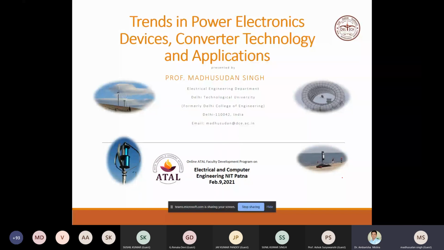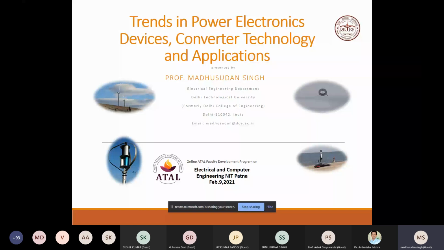Yes. The topic for today's discussion is trends in power electronic devices, converter technology and applications. As I said, I have made it very general, starting with a few initial slides on the motivation on power electronics, especially for beginners. And then I will come to a few converter topologies, which are especially useful for renewable energy applications. I am Professor Madhusudan, as Ambarisha already conveyed to you.